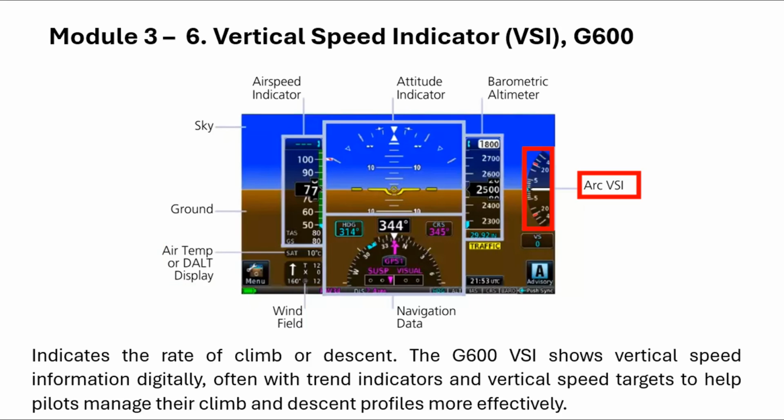6. Vertical Speed Indicator, VSI. G600 indicates the rate of climb or descent. The G600 VSI shows vertical speed information digitally, often with trend indicators and vertical speed targets to help pilots manage their climb and descent profiles more effectively.